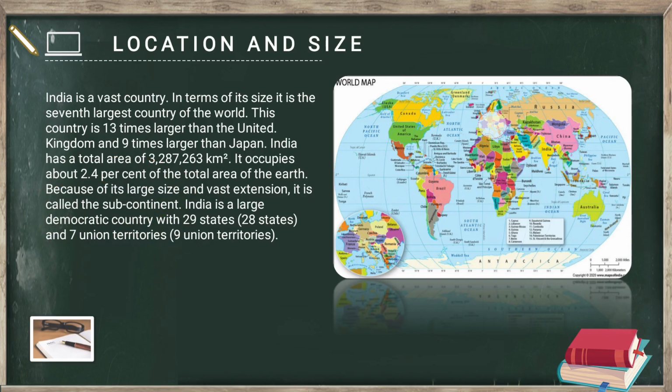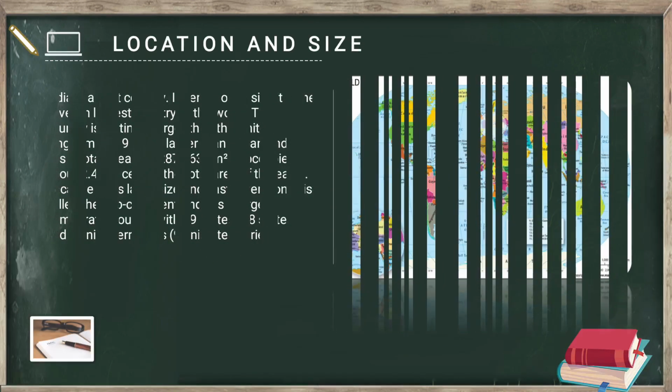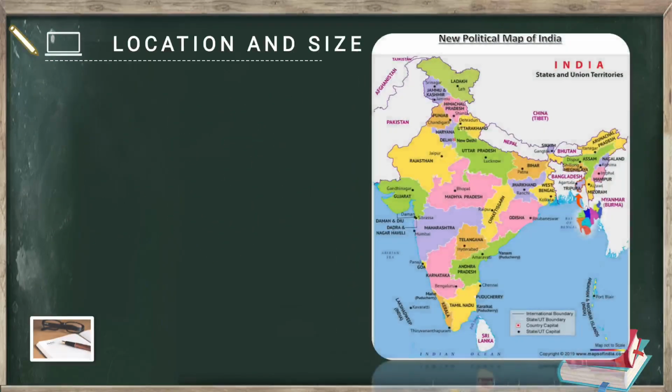You can see that Pakistan, Nepal, Bhutan, Bangladesh, Sri Lanka are all connected together. So the Indian subcontinent includes all these neighboring countries of India. India is a large democratic country with 29 states. This is in your book. Let me show you the new map.